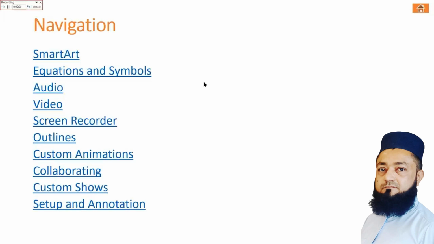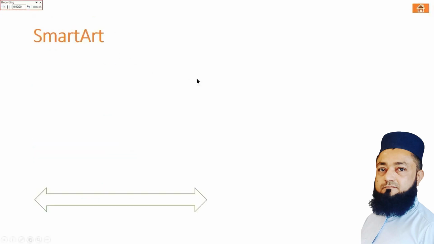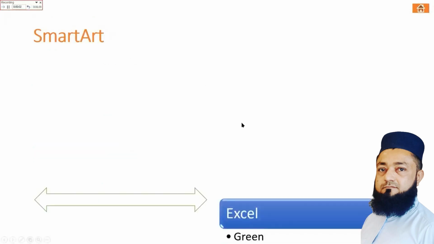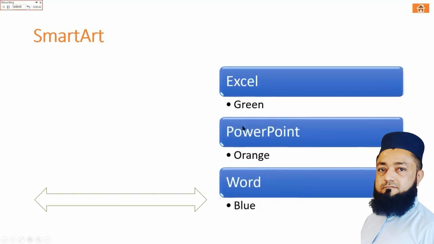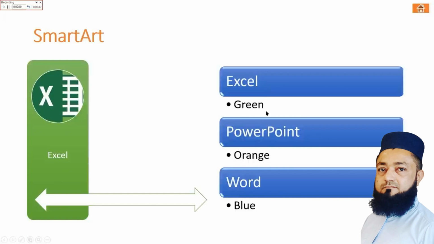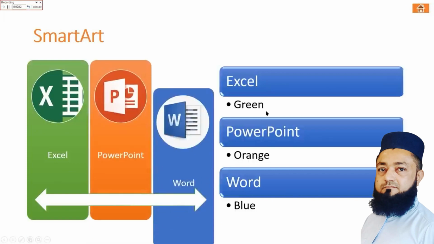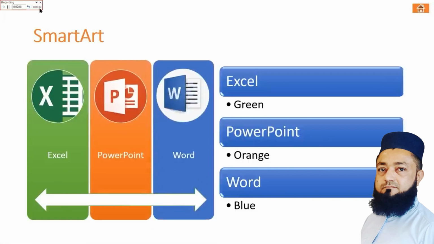Navigation, SmartArt, equations and symbols, audio, video, screen recorder, outlines, custom animations, collaborating, custom shows, setup, and annotation. And so notice my clock is running here. Just going to go ahead and click Next. Let's talk about SmartArt. We can animate SmartArt as an entire group, or we can ungroup them so that they can appear one by one. So notice right here, I'm up to 54 seconds. I'll let it go to about a minute here. I'll click on pause.